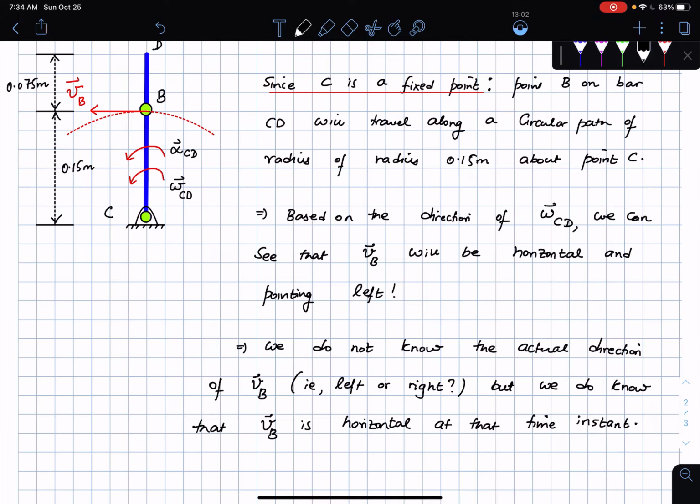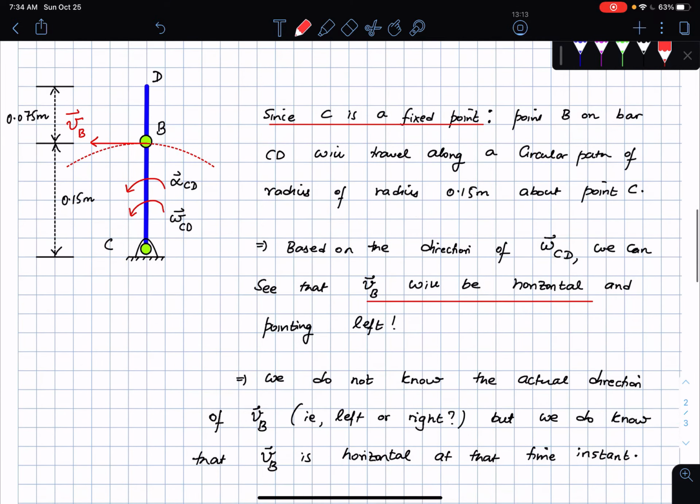Okay, so that's something that we can see. So I just want to underline something here. VB will be horizontal. That's something that you want to notice. And based upon the direction of omega CD, VB will either be pointing to the left or to the right.